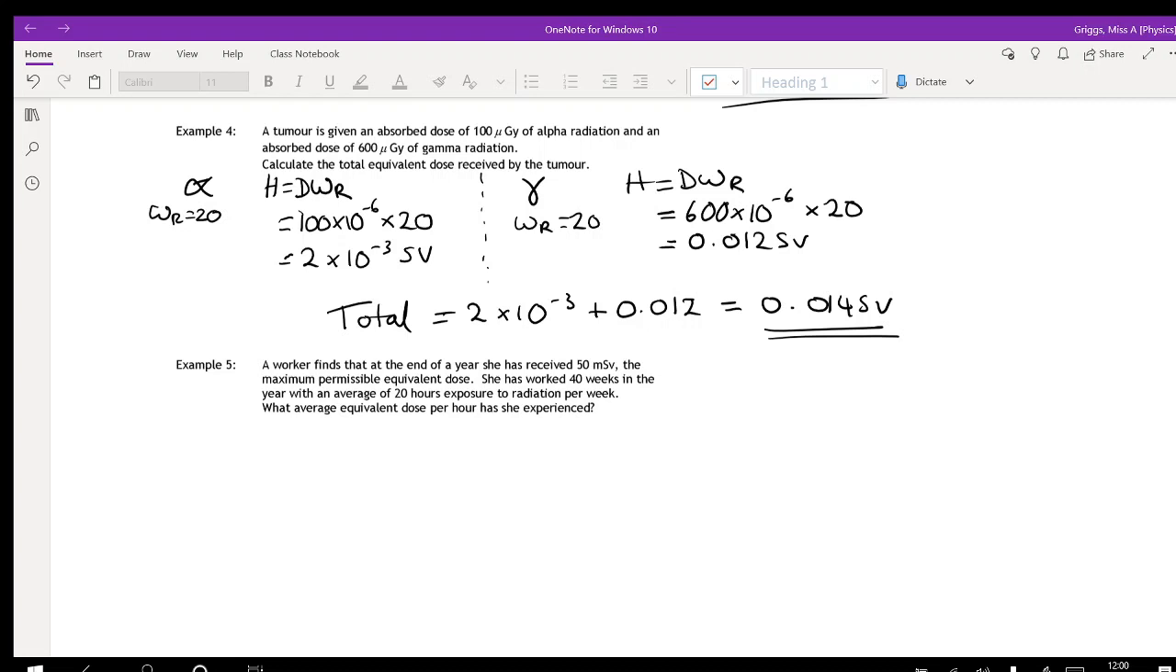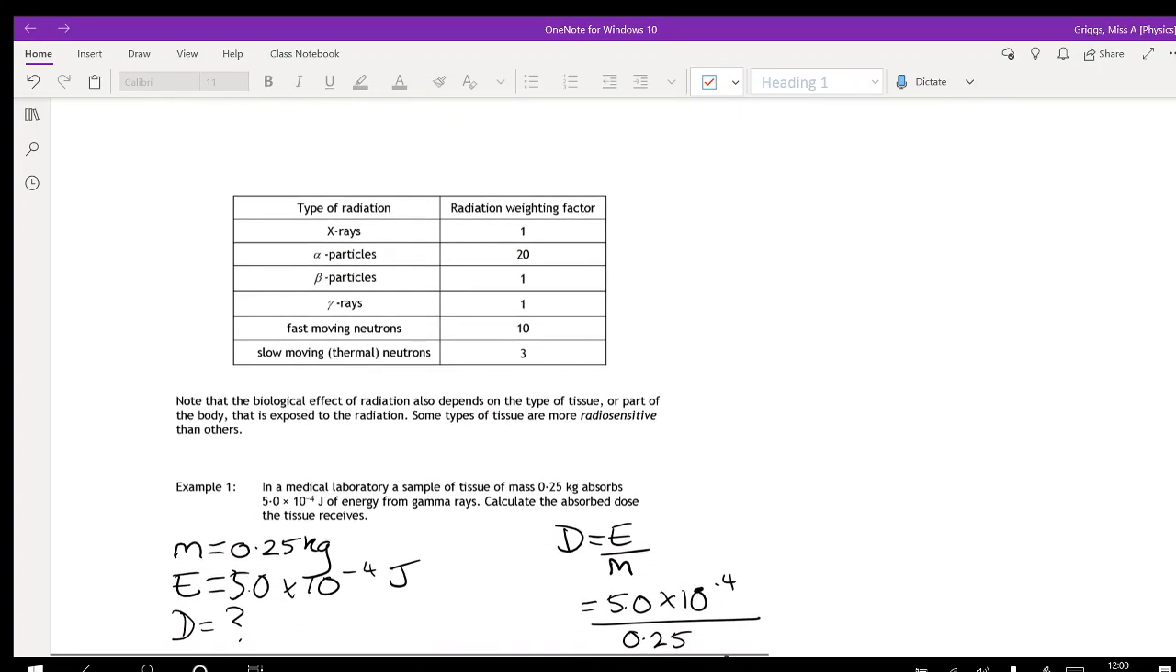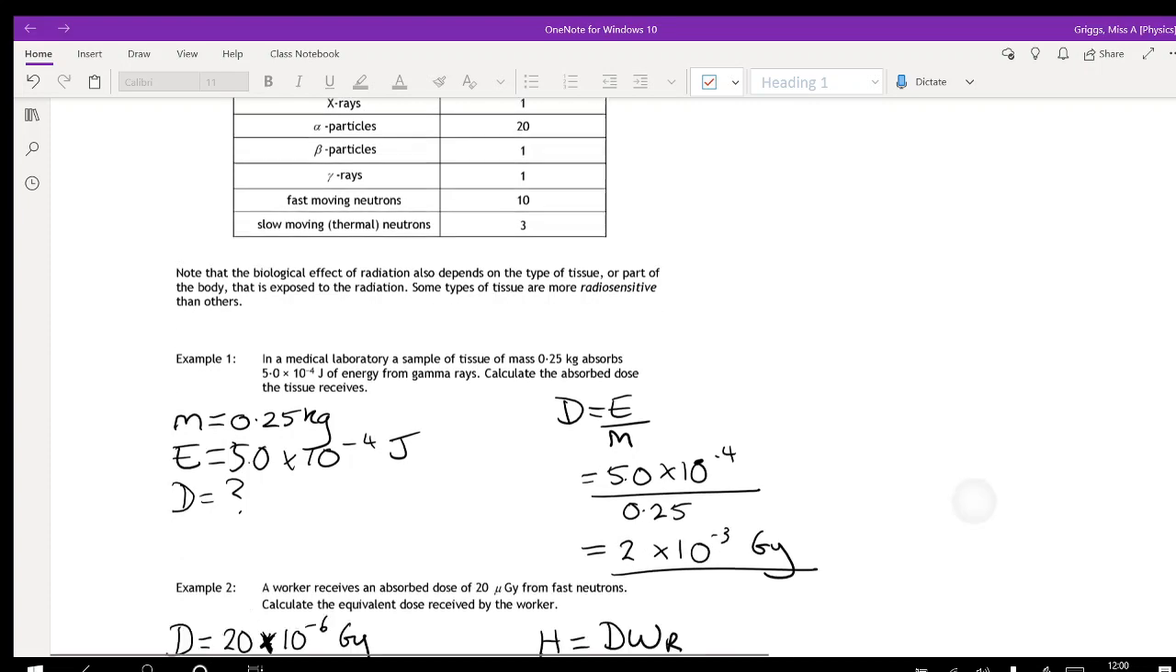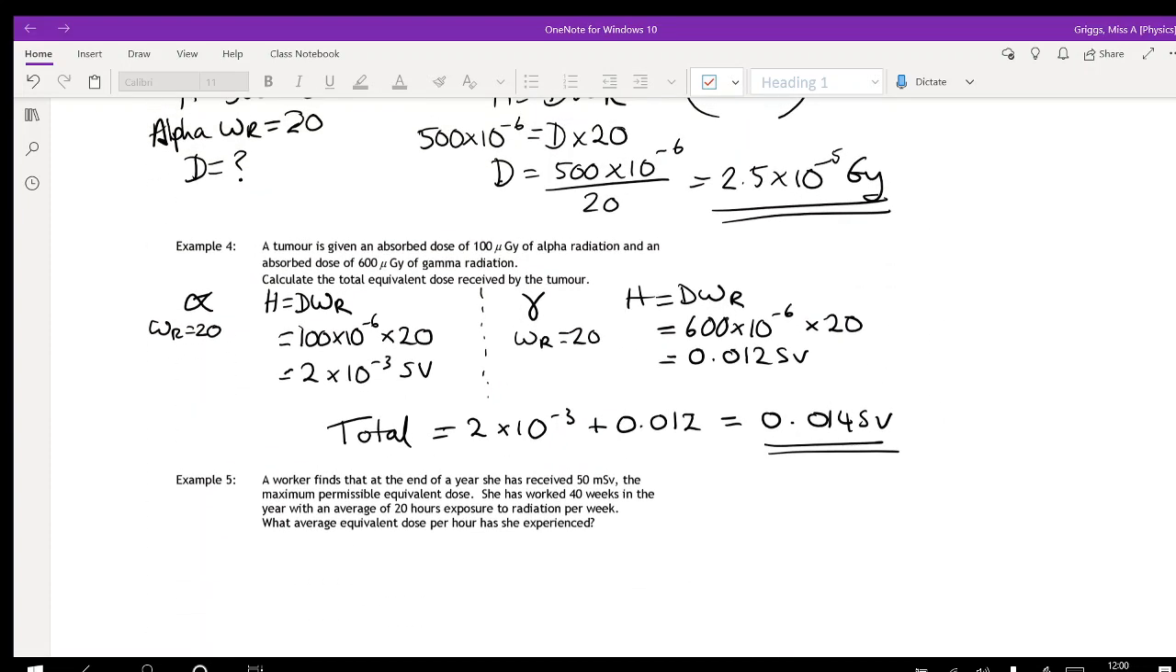And why is WR 20? So if you look, the page here tells you. So the radiation weighting factor for alpha is 20. Oh, there's 1 here. Oh, sorry, yep. I must have misread it. I was completely wrong there. Sorry guys, that's probably why you're getting the wrong answer. Oh, it's 20. Right, okay, we'll leave it then.